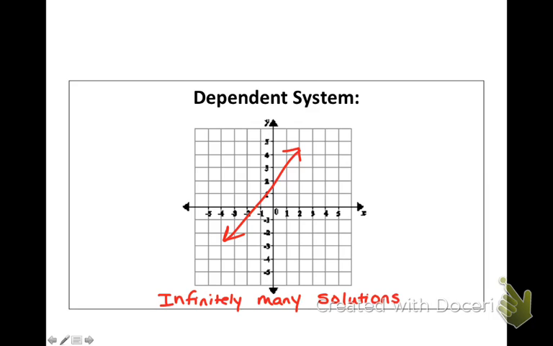Okay? What would be true about the slopes here? If the two equations are the same line, we're going to have the same slope, and what's going to be true about the y-intercepts? Same y-intercept.